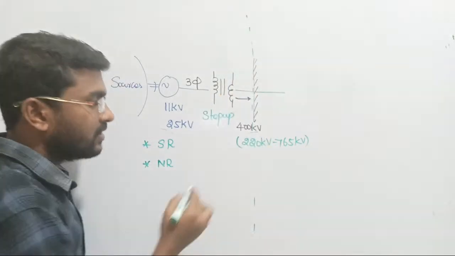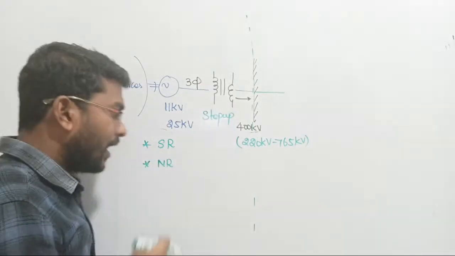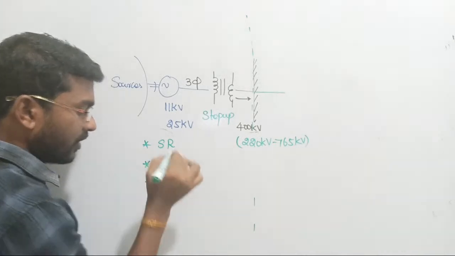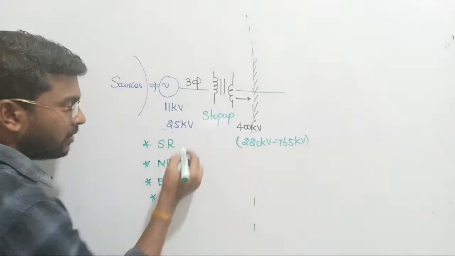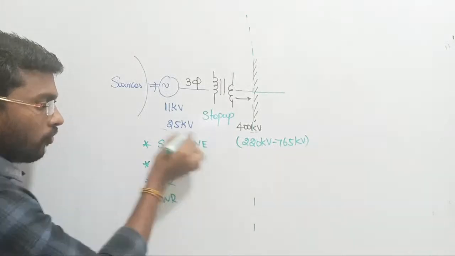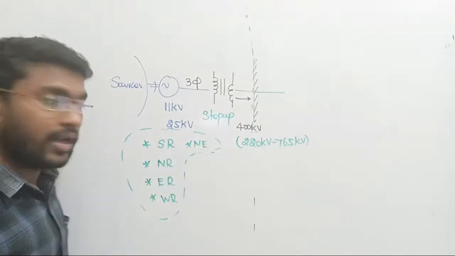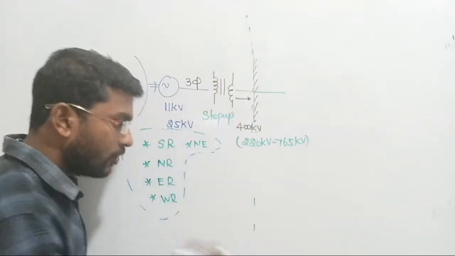Let us extend this line. In the same way, they are also injecting power into the same bus bar. Again, there are more regions called the western region and eastern region. Let me write: eastern region, western region, and the northeast region. There is one more region, the northeast region. So in total we have 5 regions, 5 major grids separating India. Now all these major grids are going to be interconnected together.